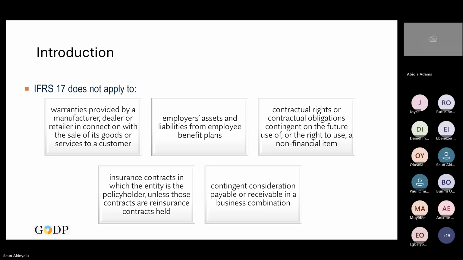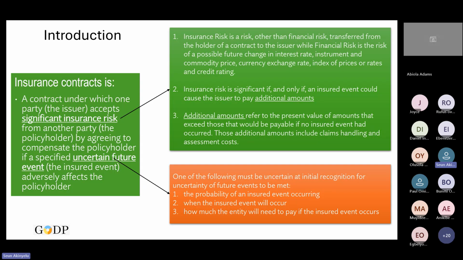For example, warranties provided by a manufacturer, a dealer or a retailer in connection with the sales or services to a customer. For example, you came to buy something from our company and I gave you a warranty that this fan, this AC, for the next 1 year, it will continue to work. Such is not an insurance contract because that warranty has no significant insurance risk.